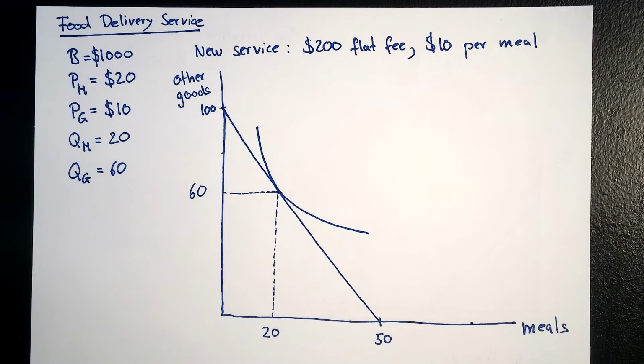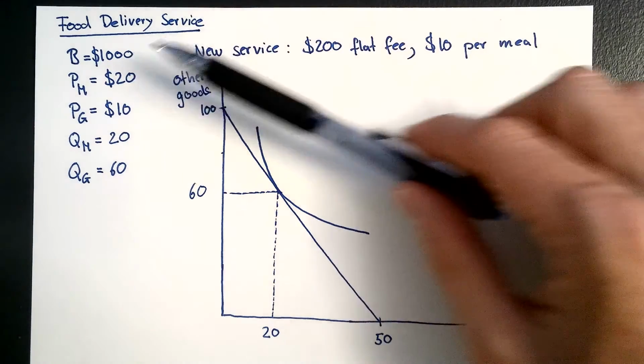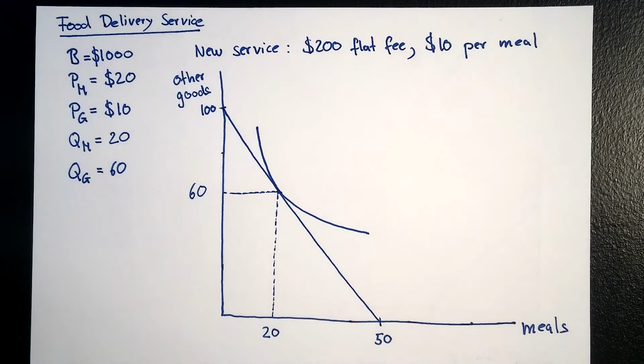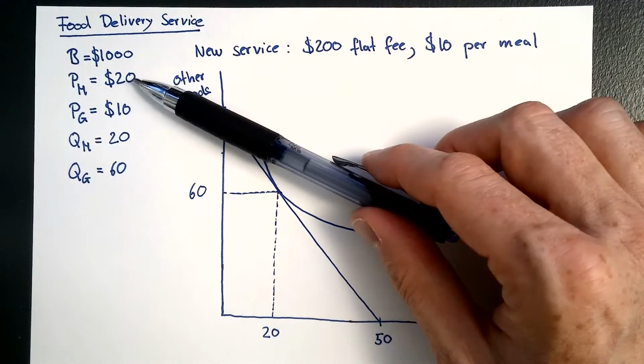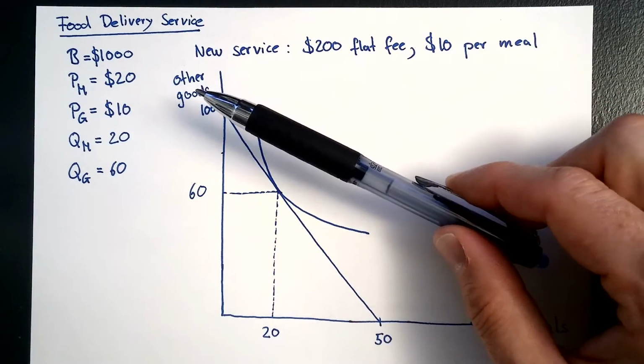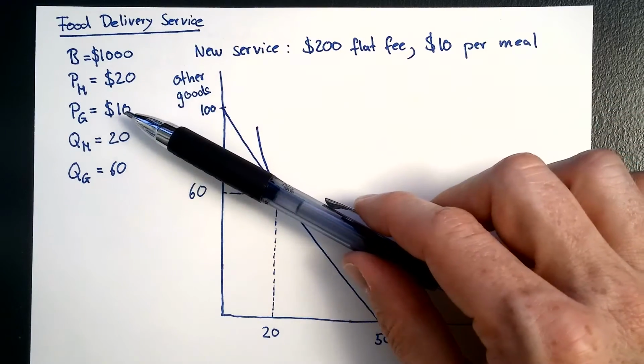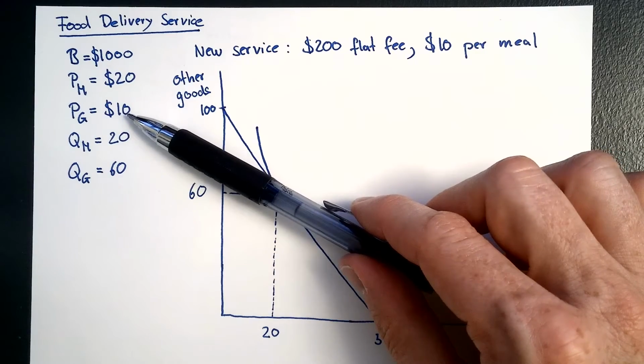The second example is regarding food delivery service. Suppose that we are currently using a food delivery service that ships us a box of ingredients, and we simply have to cook the ingredients to have a delicious meal. We have a budget of $1,000 per month, and this meal kit costs $20 per meal. We also spend money on other goods, and the price of other goods is $10.